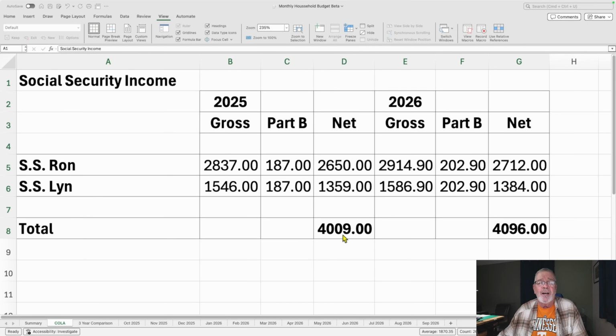Our net for 2025 was $4,009 a month. Our net for 2026 is $4,096 a month. So there was about a $90 increase, $87 increase with the cost of living increases and taking away the increase in cost in insurance, okay? So, you know, it's better than nothing, but it's not a great deal of money, but it is what it is, okay? So that is all of my expenses and our cost of living increases for December 2025 going into January of 2026, okay?